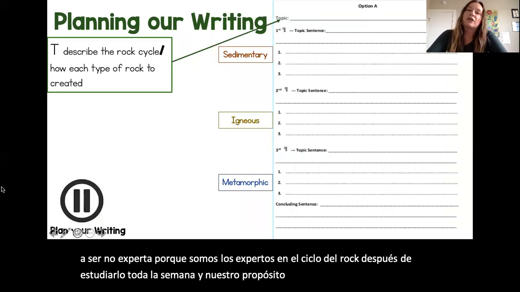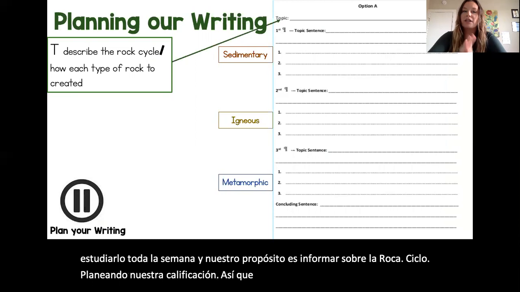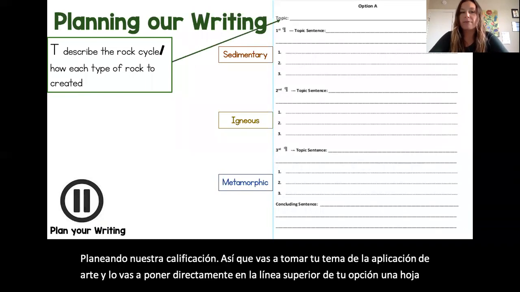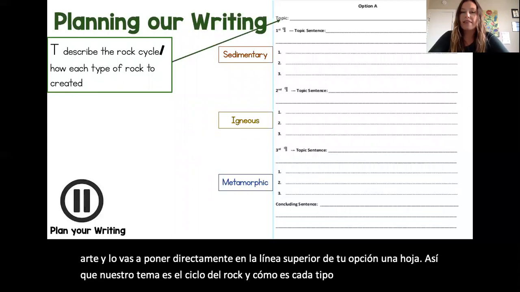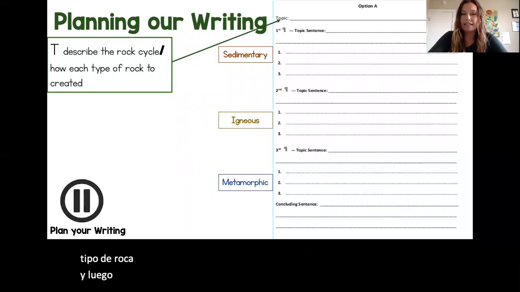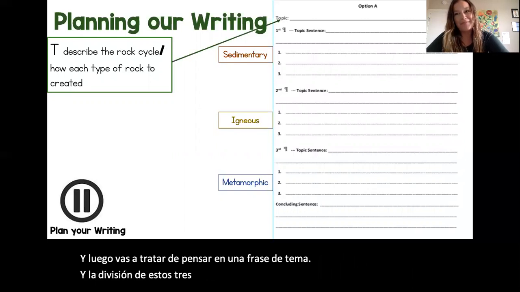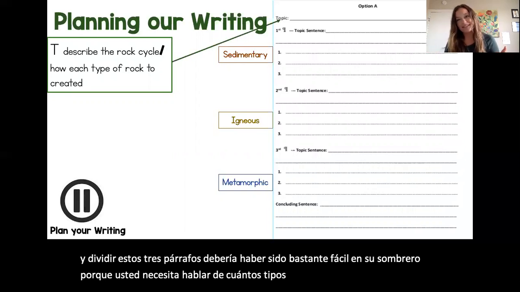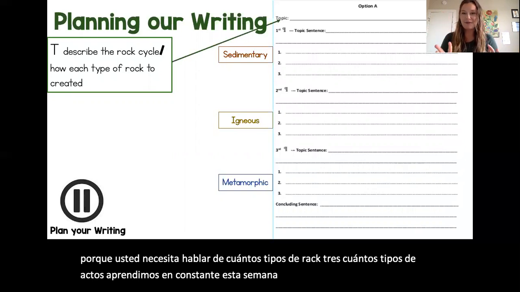Planning our writing. So you're going to take your topic from our tab and you're just going to pop it right into that top line of your option A sheet. So our topic is the rock cycle and how each type of rock is created. And then you're going to try to think of a topic sentence. And dividing these 3 paragraphs should have been pretty easy in your head because you need to talk about how many types of rock? 3. How many types of rocks did we learn about and study this week? 3. Great. Sedimentary, igneous, metamorphic. It's pretty easy to chunk it apart.